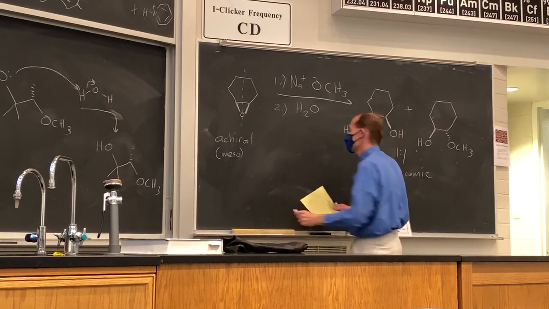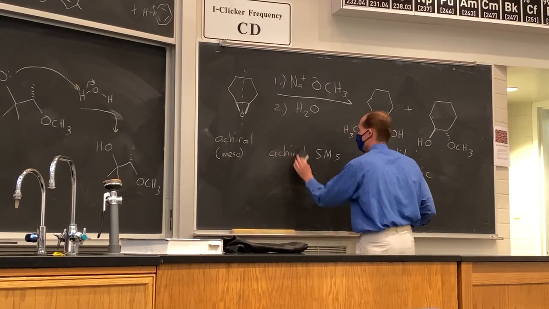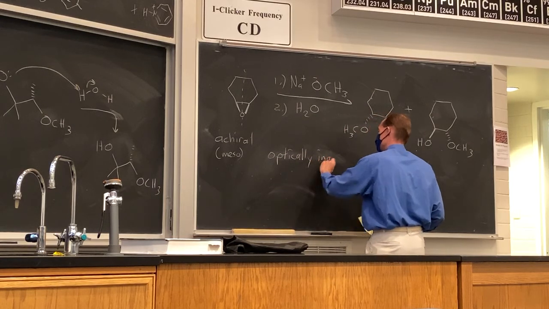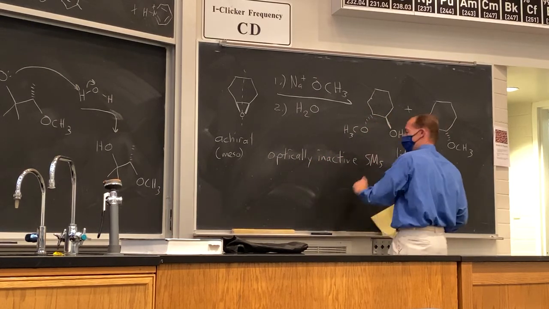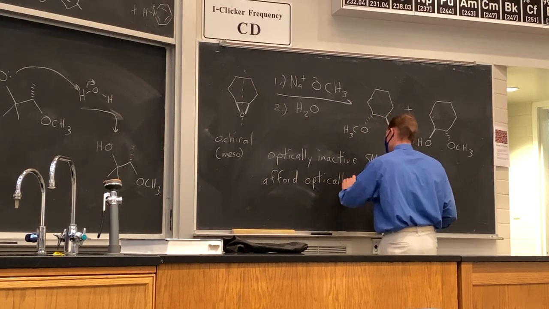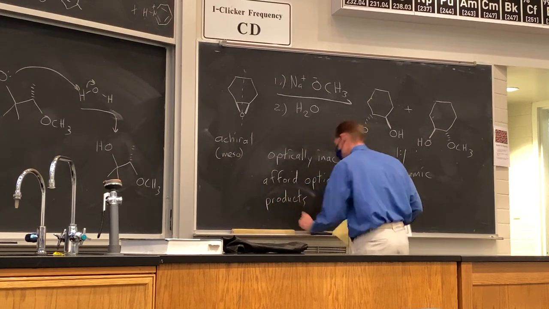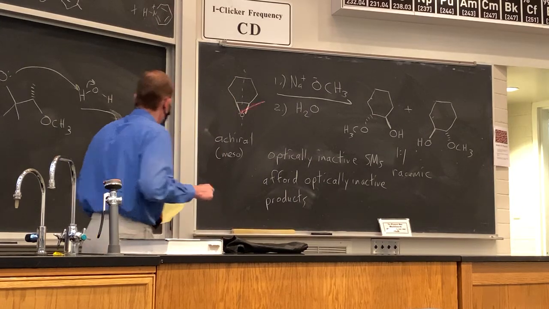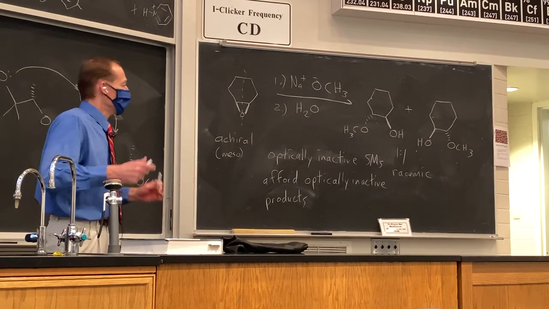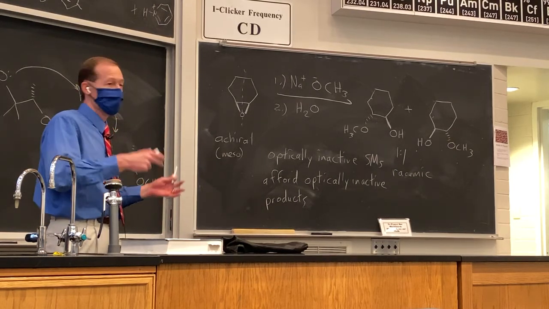So the principle we learned from this is that achiral starting materials, optically inactive starting materials, afford optically inactive products. So we can convert achiral molecules into chiral molecules. That's possible. We've done that here. But the product has to be optically inactive, meaning it needs to be racemic if we've converted an achiral starting material into a chiral product.